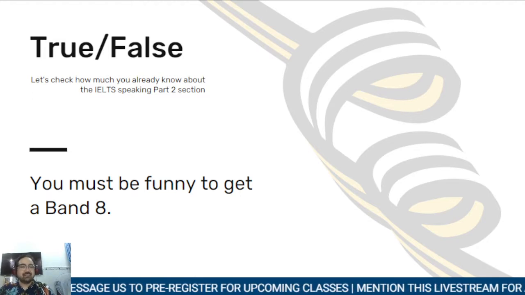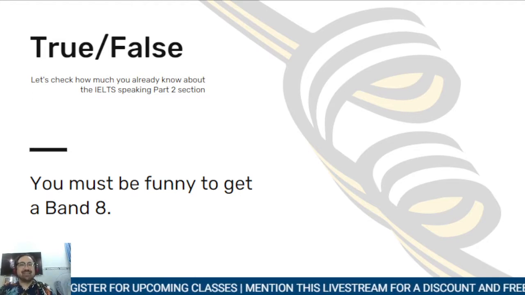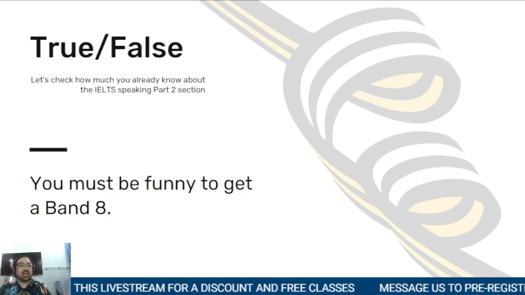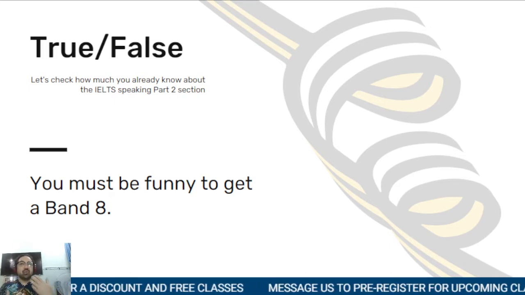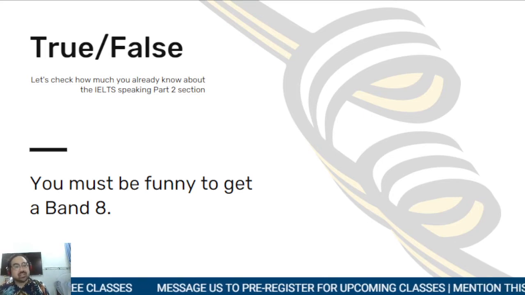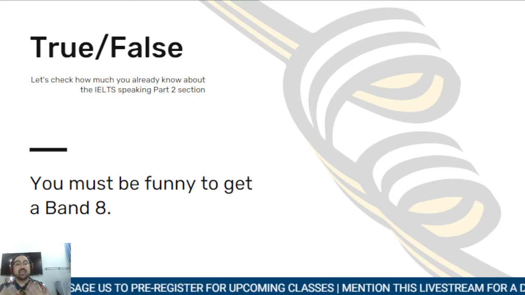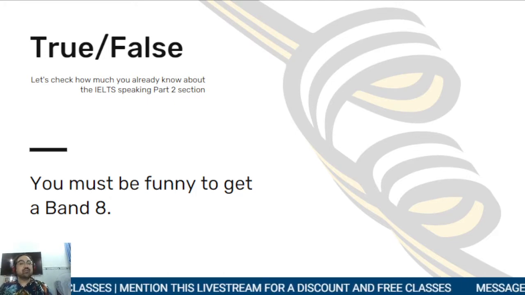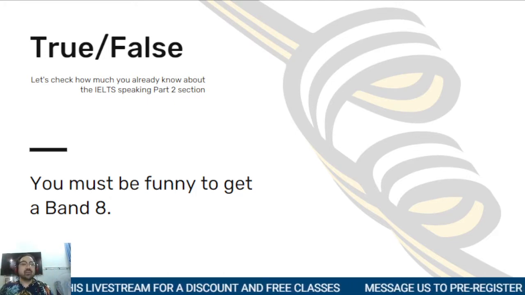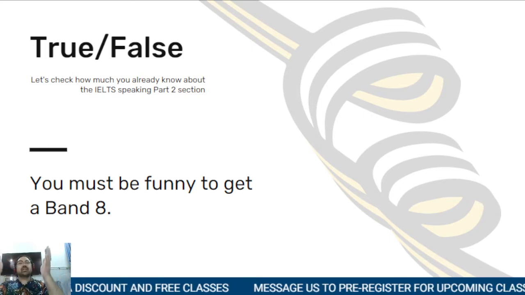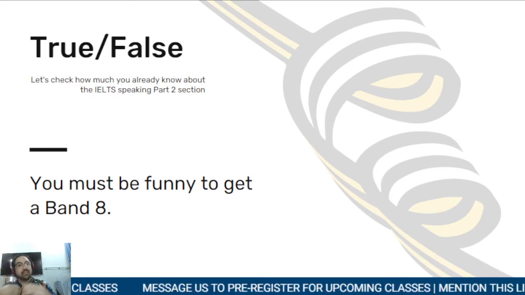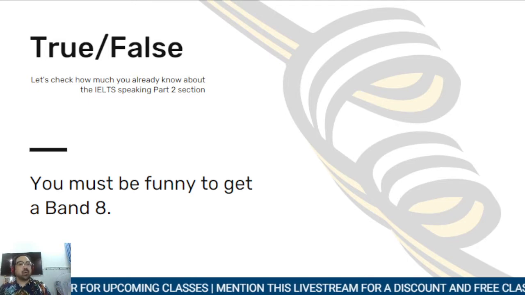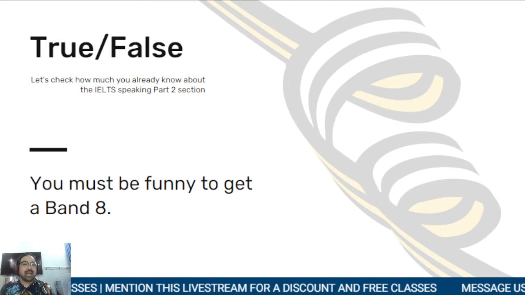Yeah. I mean, you don't have to be funny to get a band 8. It might help you feel comfortable and help you feel more at ease if you're telling a funny story or if you feel like you need to release the tension in the room. But you don't need to be funny. You can be very methodical. You can be, introduction, body, conclusion. Very simple, right? That's fine. You can still get a really good score. So that's why we're going to talk about planning.